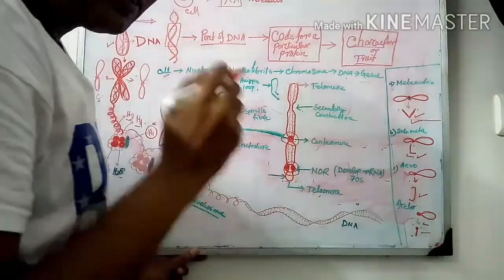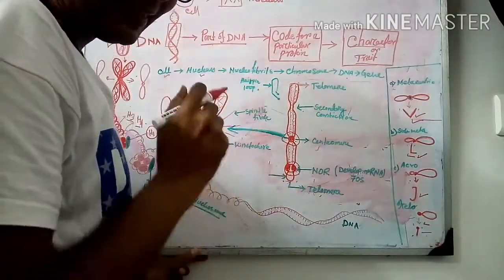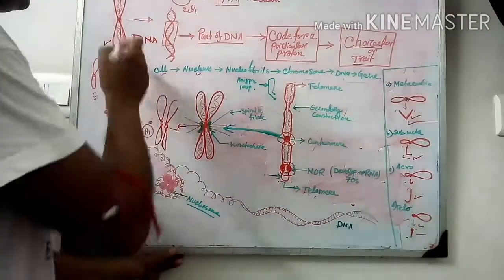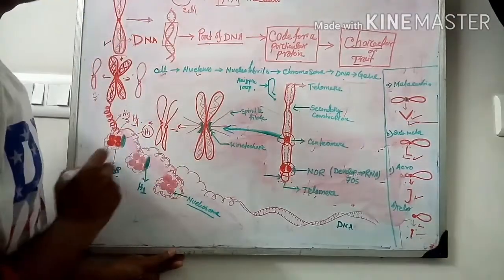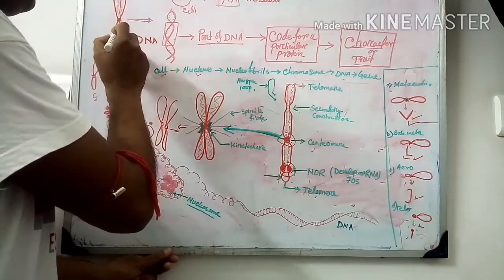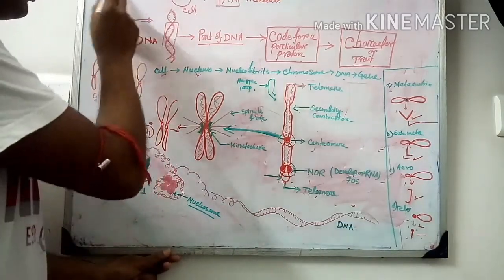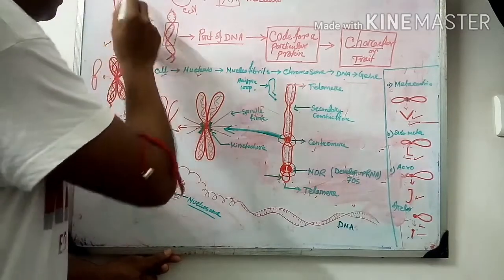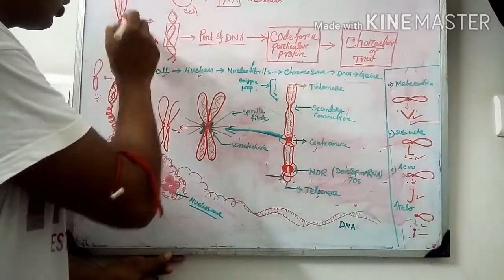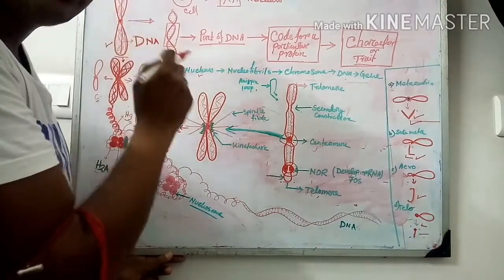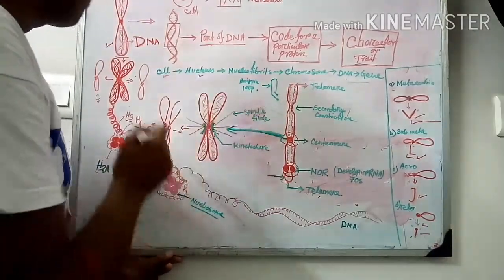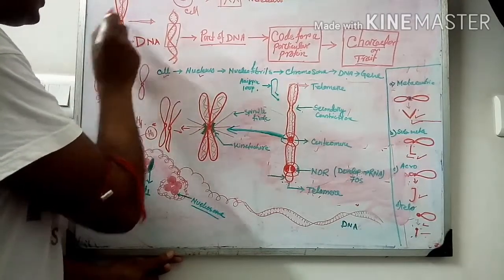Now, let us see the structure of a chromosome. This is a single chromosome, a metacentric chromosome, condensed and short. This type of chromosome is formed during the metaphase stage of cell division, when the cell divides. This is the centromere.